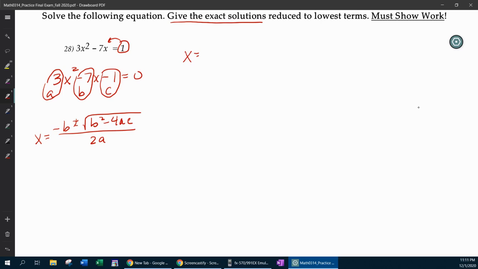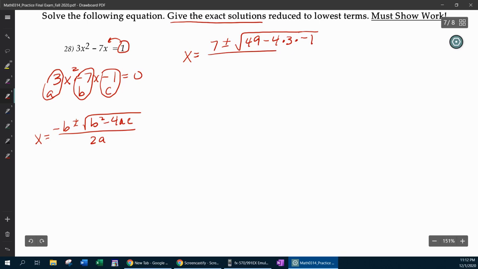Here we go, negative b. Did you notice that b is already negative? So a negative and a negative is going to make that a positive 7 plus or minus the square root of negative 7 squared, which makes that a plus 49, minus 4 times a times c, all over 2 times a, and then we need to simplify.